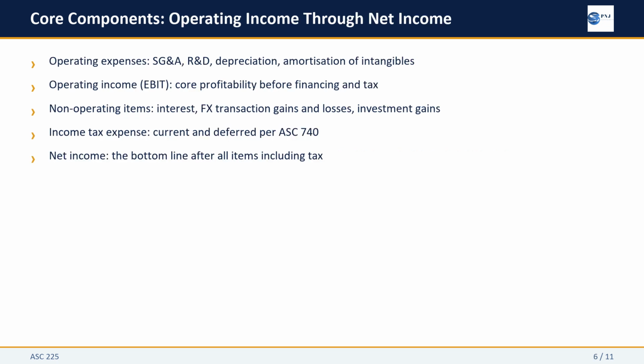Below gross profit sit operating expenses, SG&A, R&D, depreciation not embedded in COGS, and amortization. Subtract those and you reach operating income, also known as EBIT. This is core profitability before financing and taxes touch it. Then come non-operating items, interest expense, FX transaction gains and losses, investment results. Add or subtract those, apply income tax expense per ASC 740, and you arrive at net income. That is the bottom line.